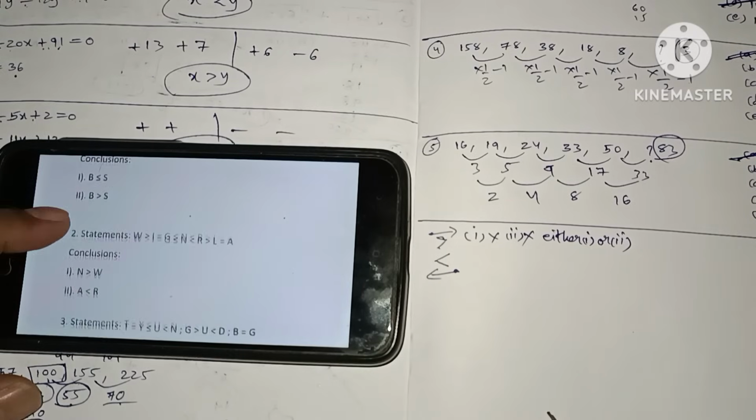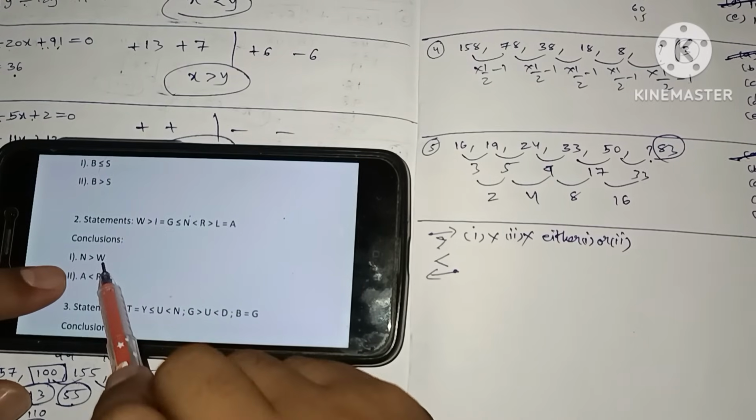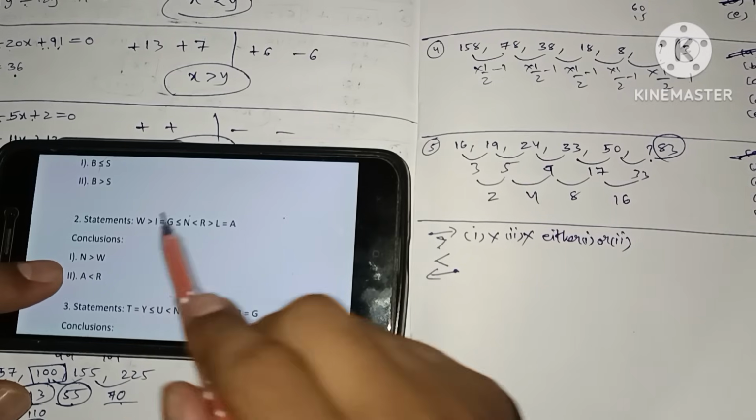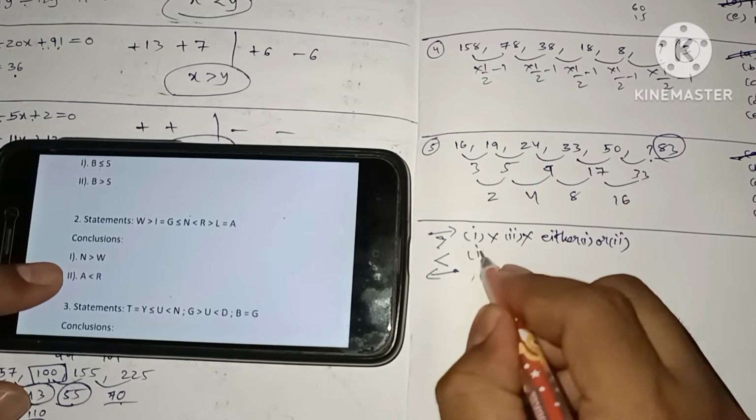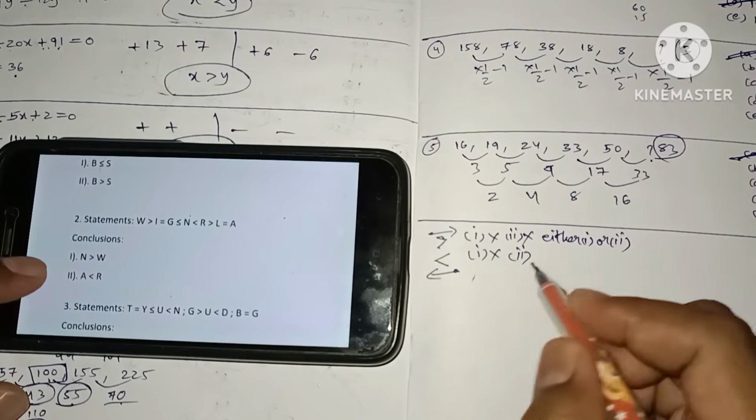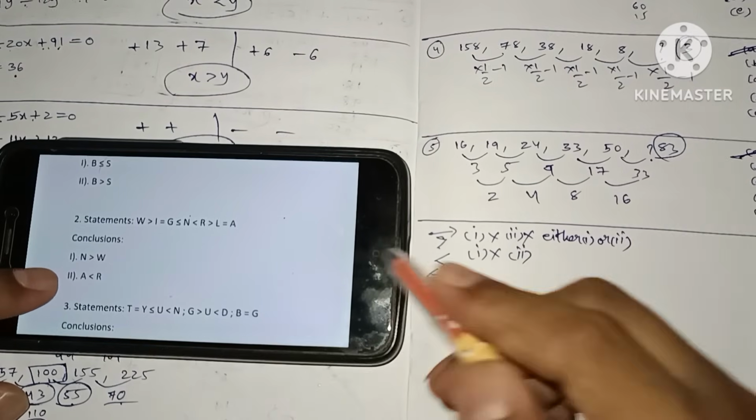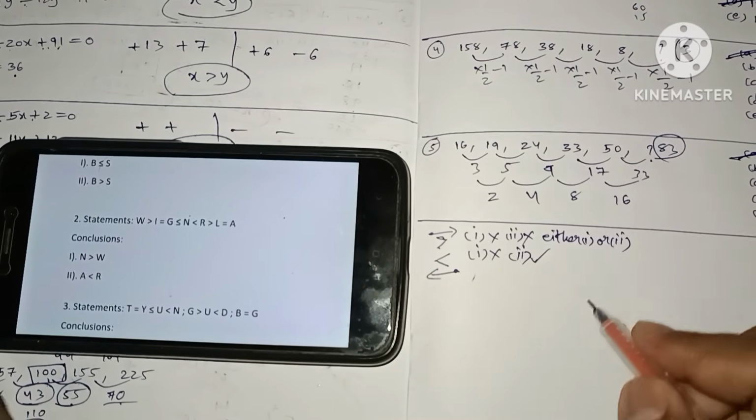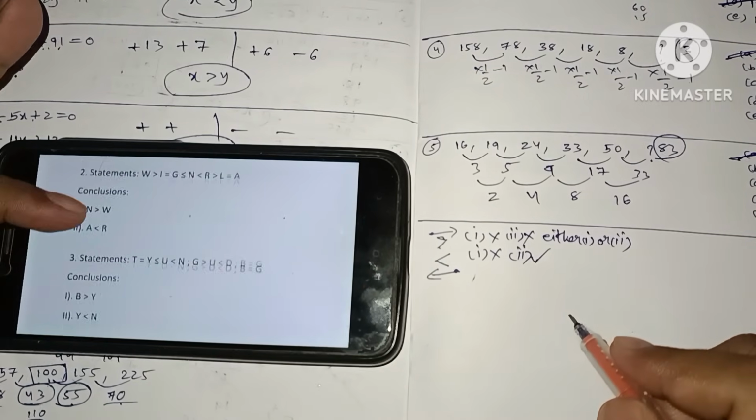Next, second question. The flow from N to W. From N we can reach to I but cannot reach W. So the first conclusion is false. Second conclusion. The flow from R to A. From R we can reach to A. Yes, it is true.